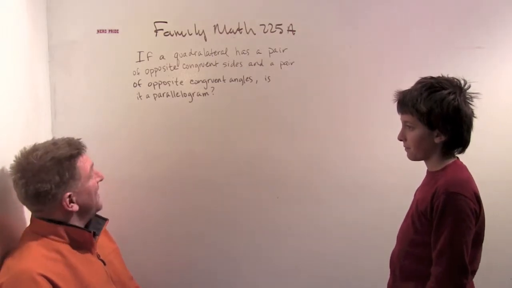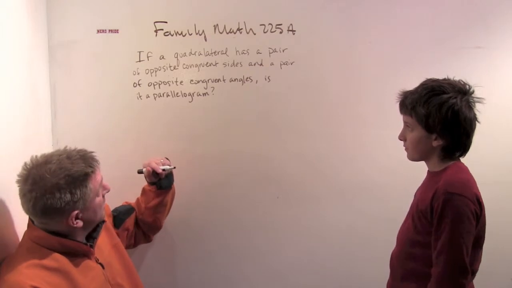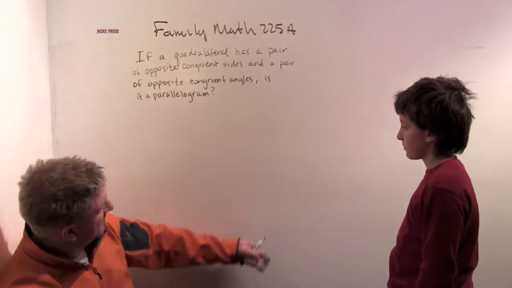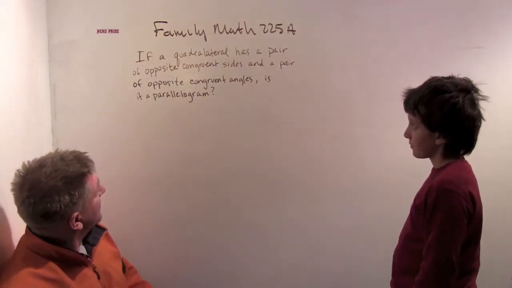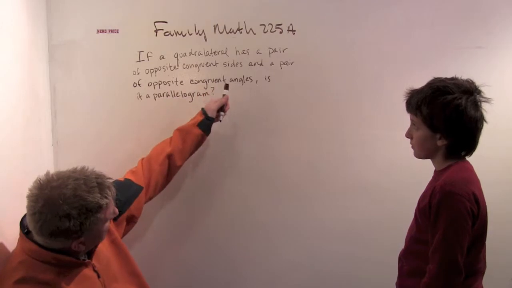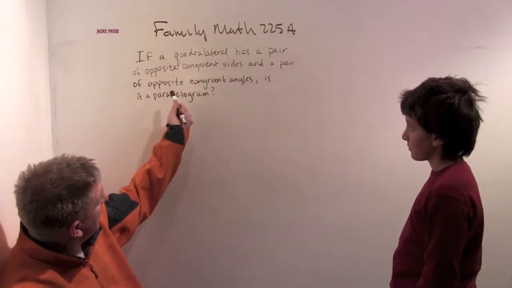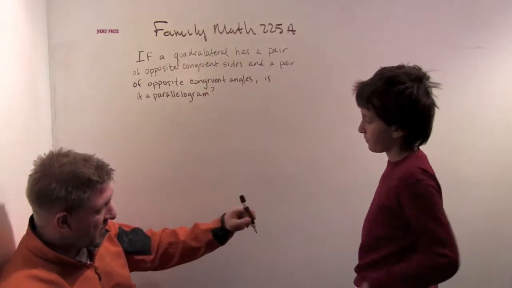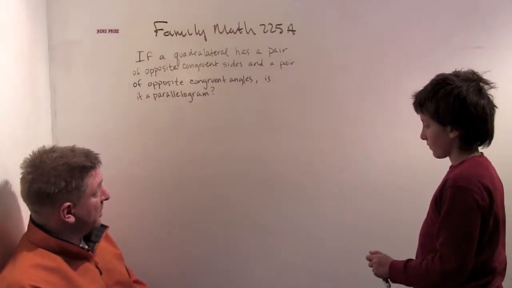I posted our little talk about quadrilaterals and parallelograms on Twitter today. And Patrick Hunter from New York posted a pretty good challenge problem, a bit left over from our movies this morning. If a quadrilateral has a pair of opposite congruent sides and a pair of opposite congruent angles, is it a parallelogram? So I asked you to think about this today, and I'm very interested to hear your thoughts.